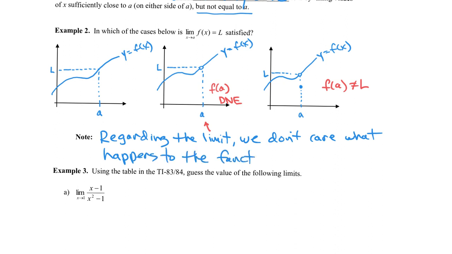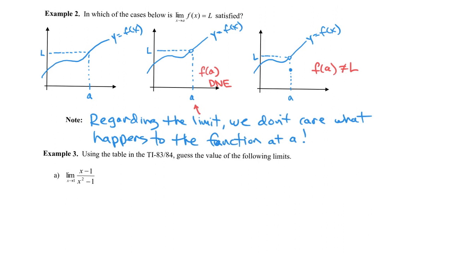And that's going to be really important later on. The function at a. It's an important point. We don't care what happens at a. The function doesn't even have to exist at a, or the function could exist but not be equal to the limit L. So just to be clear, what we've shown here is this limit exists in all three cases. This is satisfied. So in all three cases, the limit as x approaches a of f of x equals L. The limit exists in all three cases.